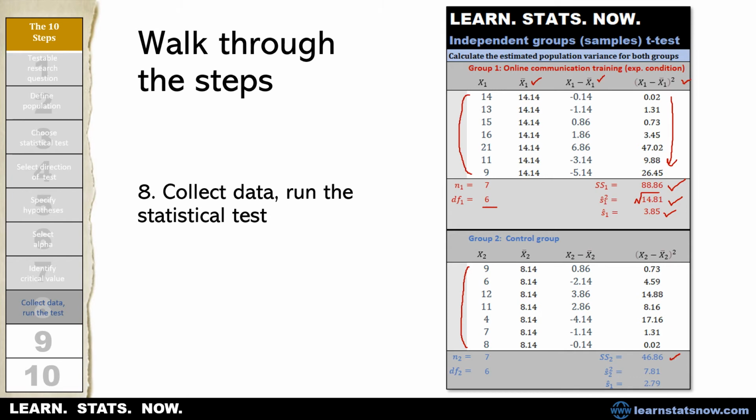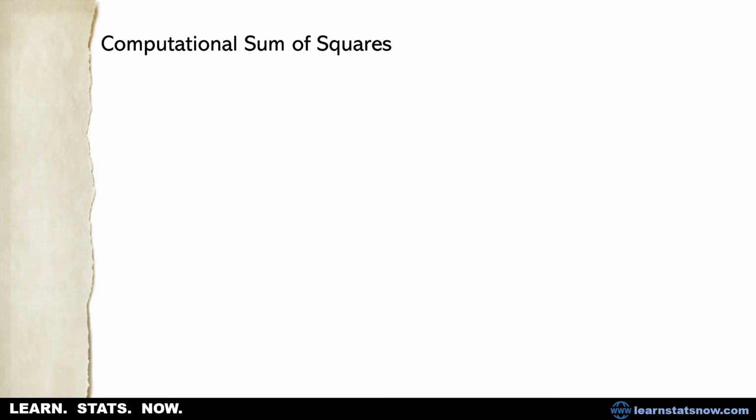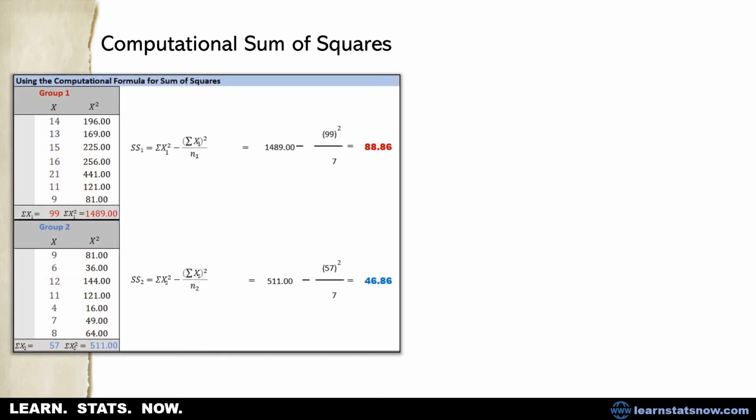Now, the one thing I do want to show you here, this is a tabular way of doing it, okay, and it's pretty intuitive, but you can also use a computational sum of squares to do the same thing. And if you're going to do that, this will take us to the point where we've summed up our squared, it'll be the equivalent of summing up the squared deviation scores.